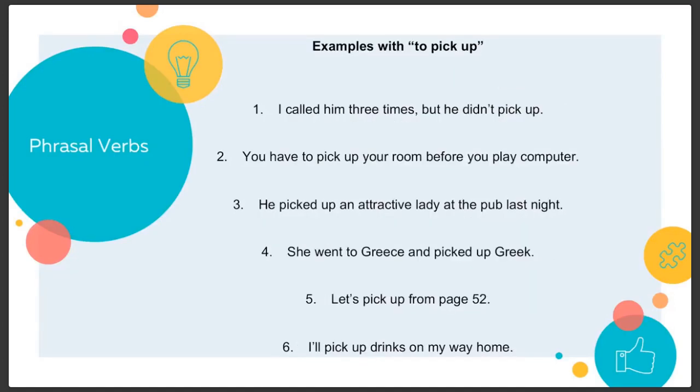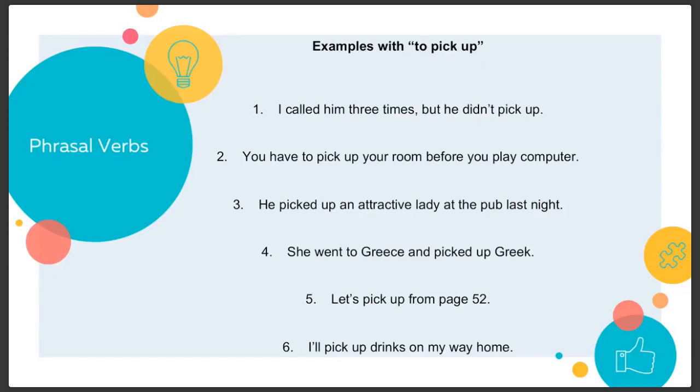And here are 6 more examples. So 1 from each of the examples that I already gave you. Number 1, I called him 3 times, but he didn't pick up. So this is about answering the phone. Number 2, you have to pick up your room before you play your computer. This is about cleaning and organizing. Number 3, he picked up an attractive lady at the pub last night. This means that he talked to her and convinced her to leave the pub with him.